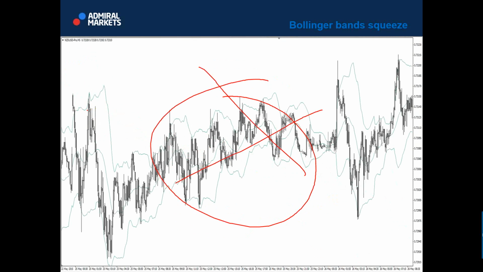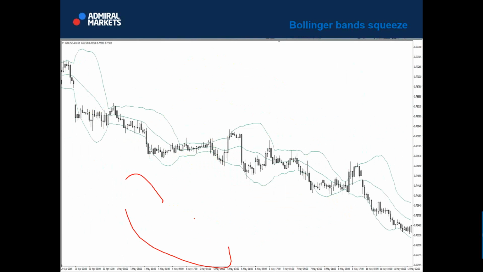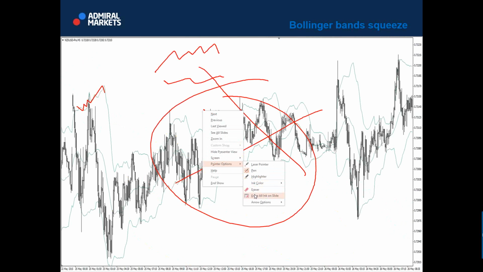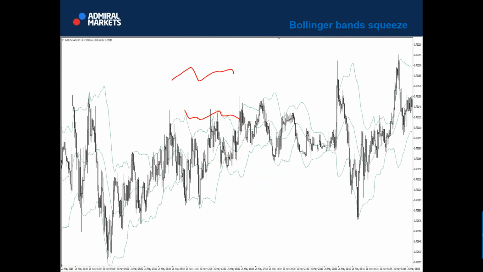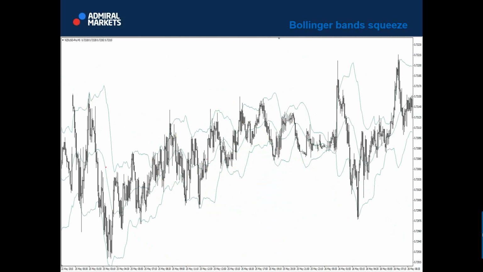We should not take any trades when we see this kind of picture. Look how Bollinger Bands look erratically. This is the proper picture of Bollinger Bands: breakout, squeeze, breakout, squeeze. This is improper. Hectic movement of Bollinger Bands. Even just by looking at this chart, you can become nervous. Look how nervous the price is, and you don't want to trade this.